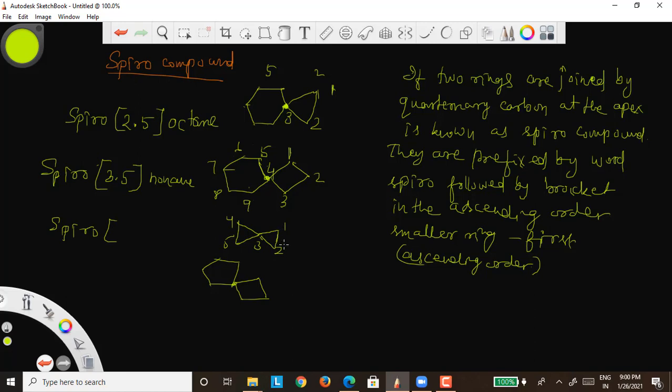bracket. Here 2 carbon. Here also 2 carbon. So [2.2]. And how many total carbon? 5 carbon. So pentane.